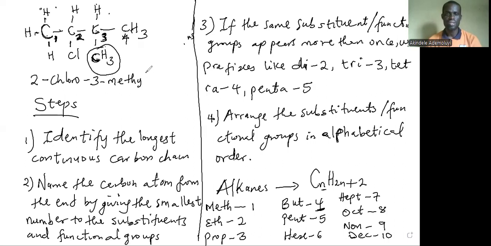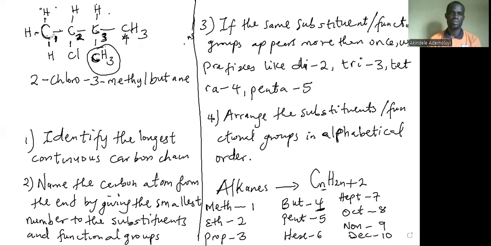Then what is the parent name? It's 4 carbon, which is but. Then you put the parent name, butane. 2 chloro, 3 methyl butane. Okay, what if I do it another way? What if I use another way? I want to see which of the two is correct.